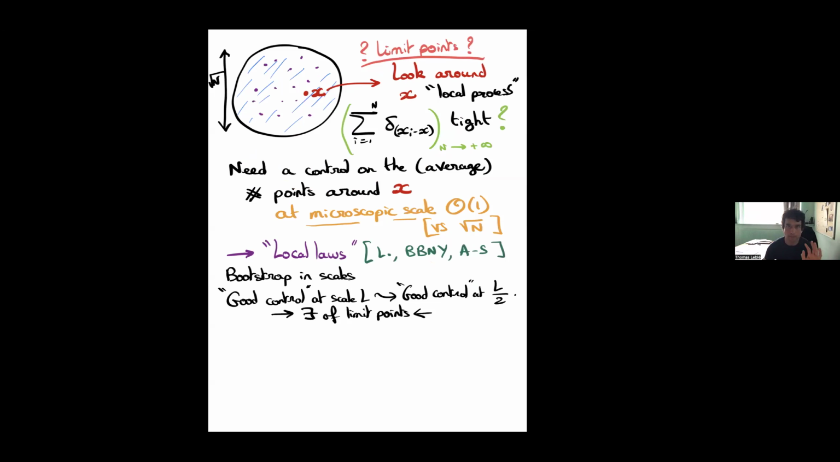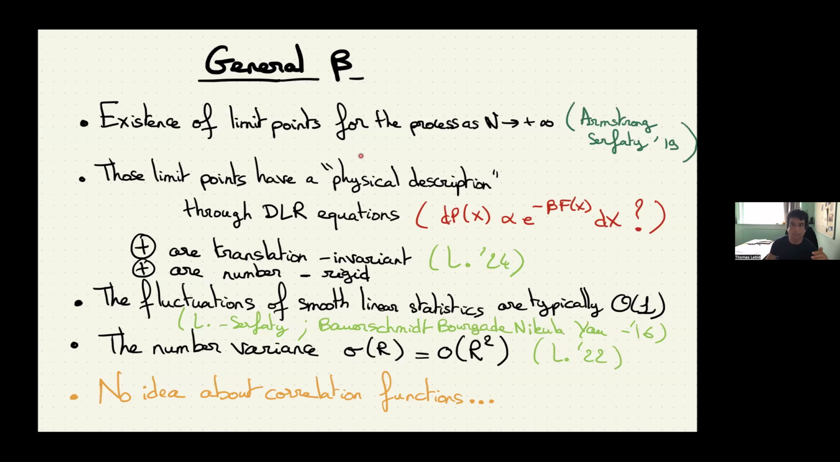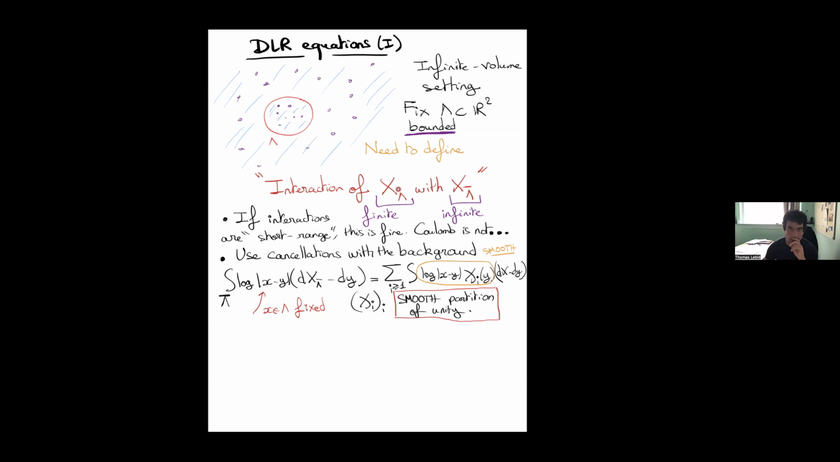Okay, so this is the limit points part. Once you have these limit points, you want to, as I said here, describe them, to give a physical description to them through this DLR equation. So what do you need to do?